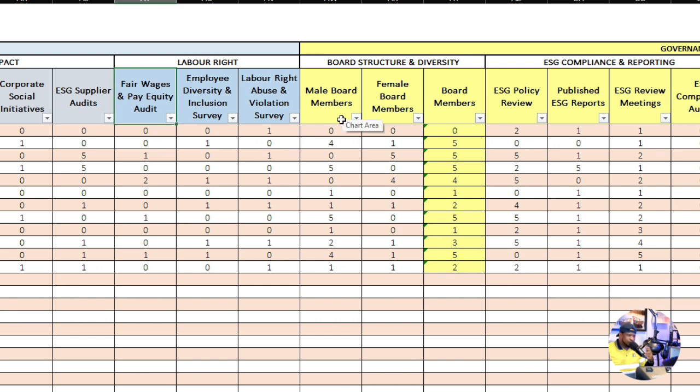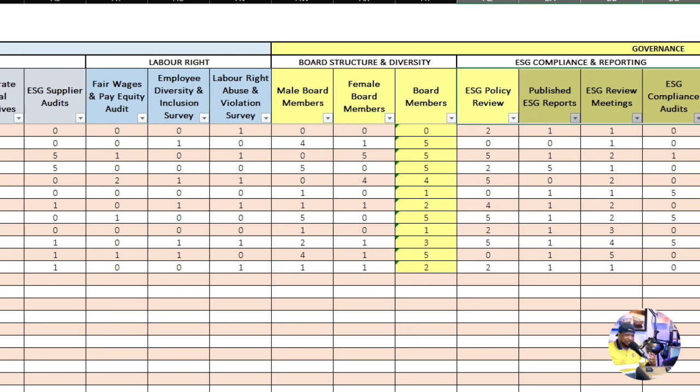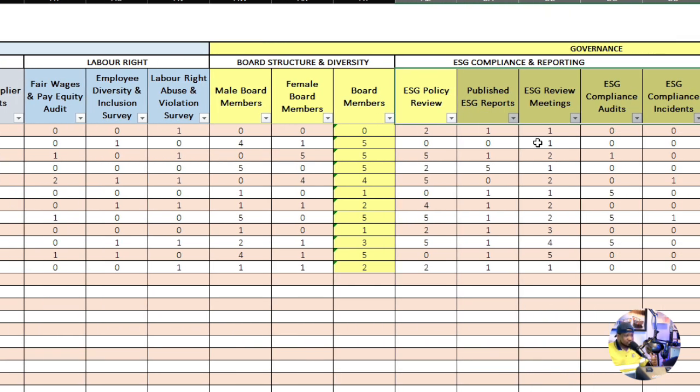We are looking at the board structure. So the male board member, the female board members, the number, and we're looking at the total board members. Looking at other important high-level ESG parameters like ESG policy review. So you must have an ESG policy, you must review it regularly, you must publish your ESG reports on your website so that all your stakeholders know your commitment to ESG. And then ESG review meetings. And then we can talk about ESG compliance audits, ESG compliance incidents.